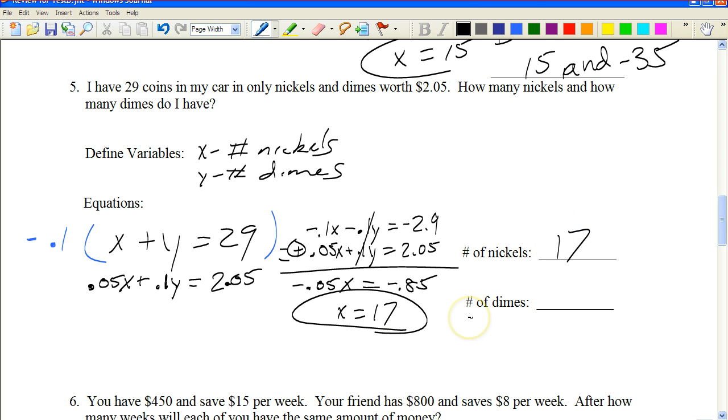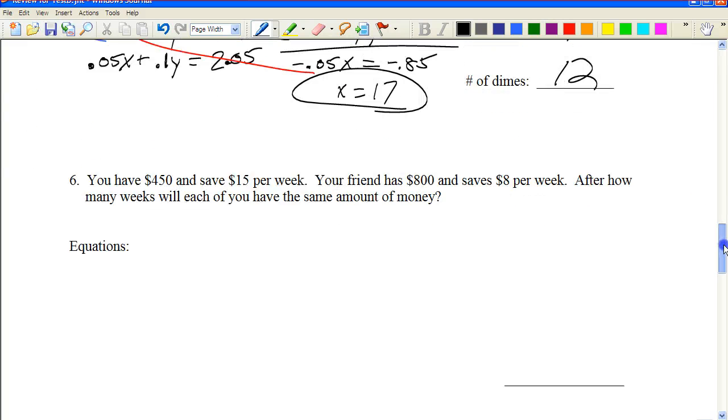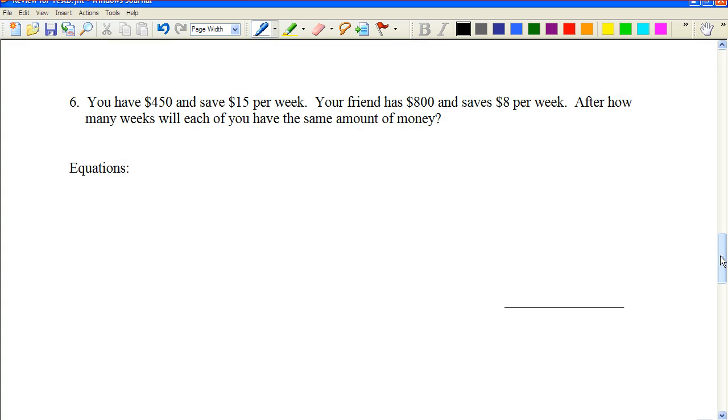Then I'm going to take that and put it into the first one. We're going to get 17 plus y equals 29, minus 17, so 29 minus 17 is going to be 12. So then we're going to have 12 dimes. And there we go. All right, next problem. Here we go. You have $450 and save $15 per week. Your friend has $800 and saves $8 per week. How many weeks will each of you have the same amount of money?